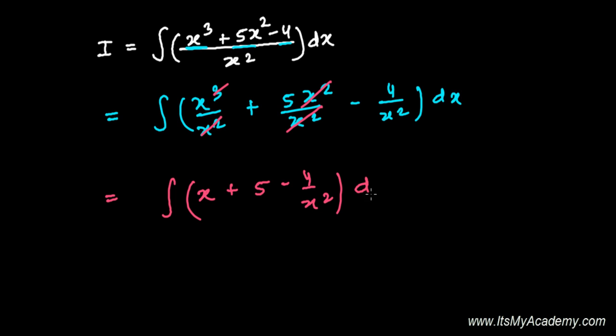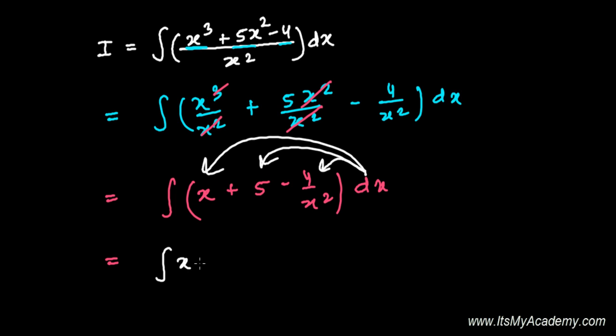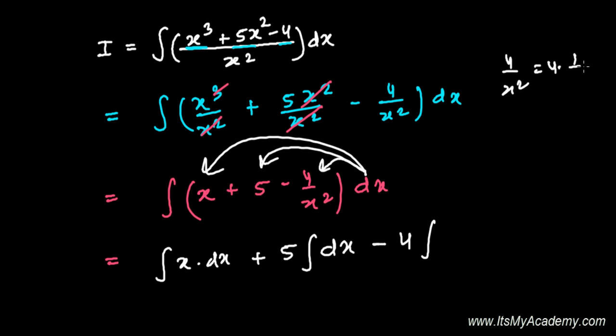Now I'm going to separate the terms one by one. We simplified, and it looks like I can now use some formula. So now this dx will multiply this x, this 5, and this 4 over x squared. I'll get 3 individual terms: x times dx plus 5, always putting that constant outside, simply dx. Again, 4 is the coefficient of 1 over x squared, so I can write 4 times 1 over x squared, that is 4 times x to the power minus 2.